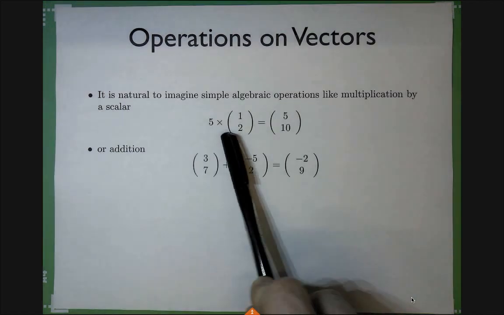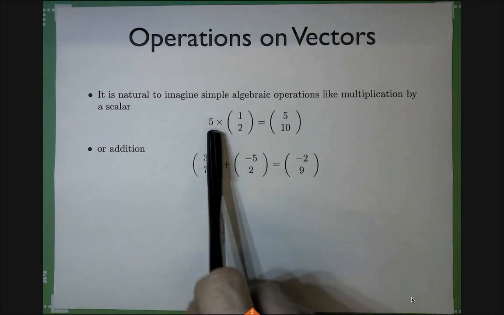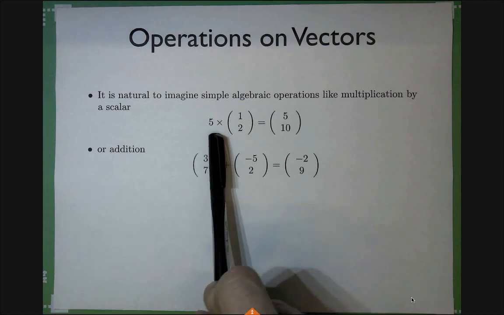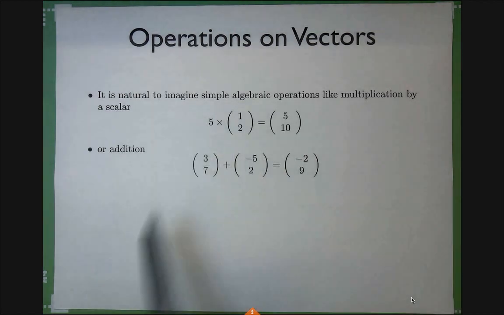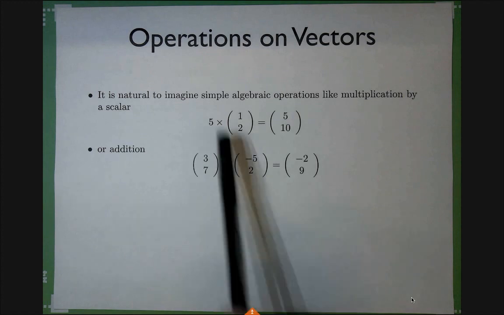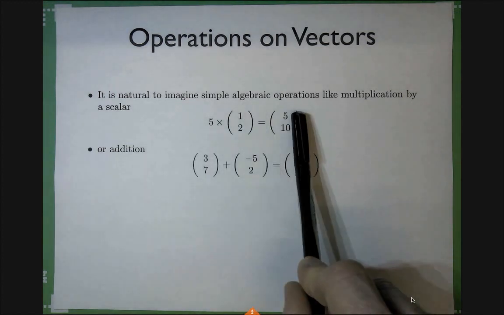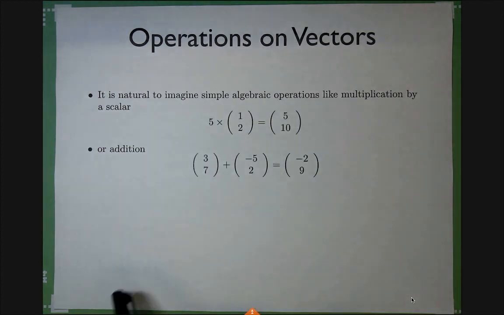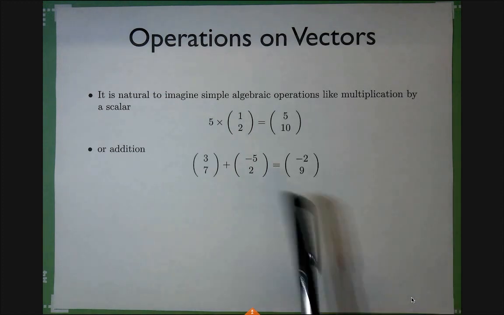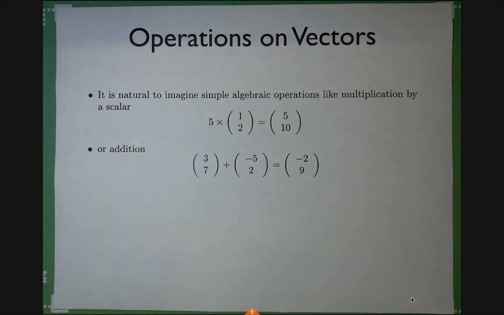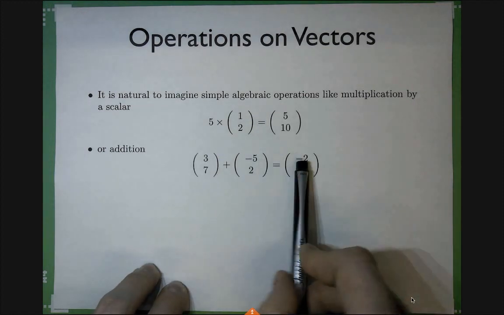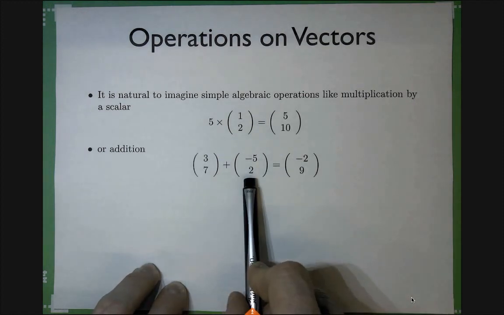These are the simplest operations you can think of. Multiplication by a scalar, right? Which means that I multiply every component of the vector by the scalar. So 5 times 1 gives me 5, 5 times 2 gives me 10. Vector addition or subtraction is equally trivial. That basically means that you go again by component, right? So you do 3 minus 5 is minus 2, 7 plus 2 is 9.